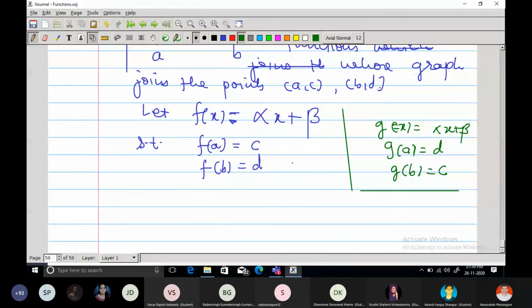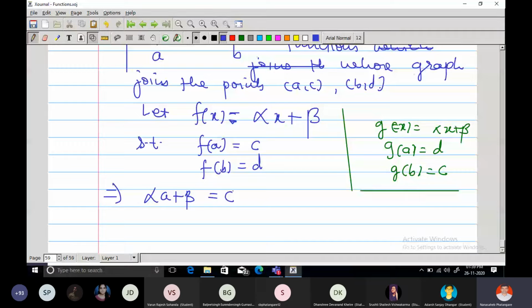Okay. Then if f of a is equal to c, by the definition of f(x), what is f of a? Alpha a plus beta, which we want to be c. And what is f of b?